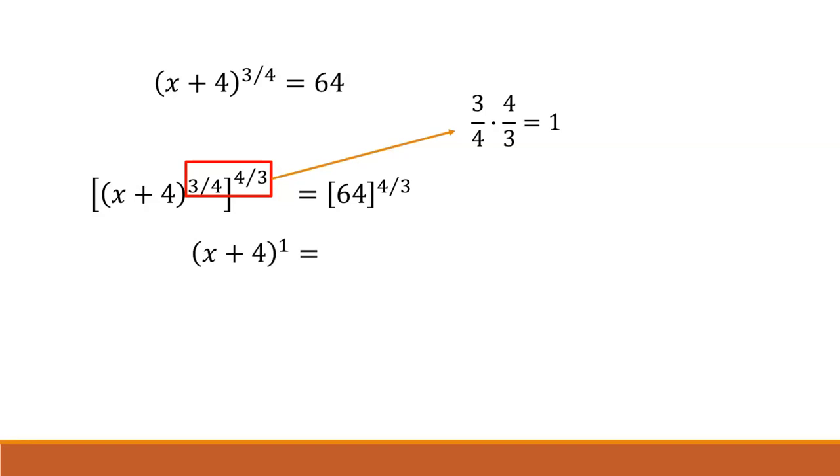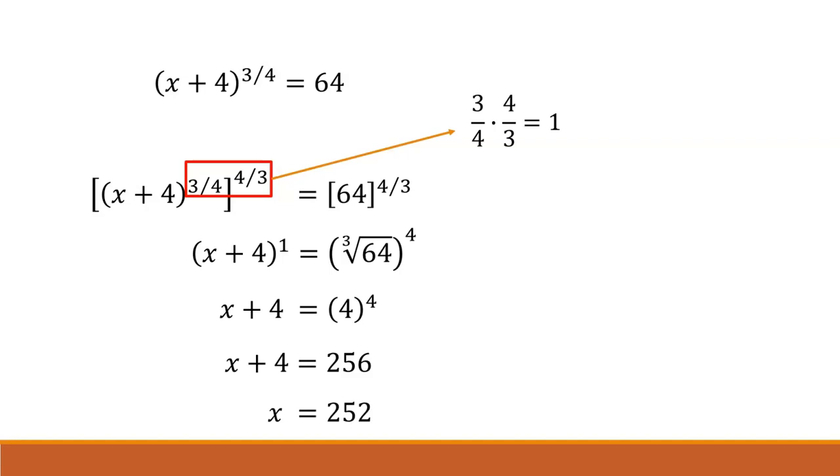So on the left side of the equation, we have (x plus 4) to the first power. On the right side, we'll rewrite that in radical form so that we can simplify it more easily. We know that the cube root of 64 is 4, and 4 to the 4th power is 256. Now just subtract 4 from both sides to get our solution of x equals 252.